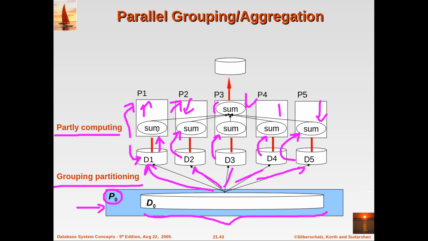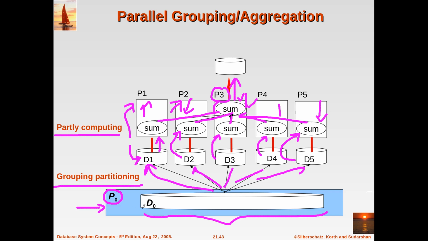This is the partial computing of the aggregation operation. After that, one of the processors, for example P3, will gather the intermediate results. Only the partial results are transferred to the single processor P3, and it will apply one more summation on all the results that we are getting, and that will be stored in the disk associated with the processor P3 itself.